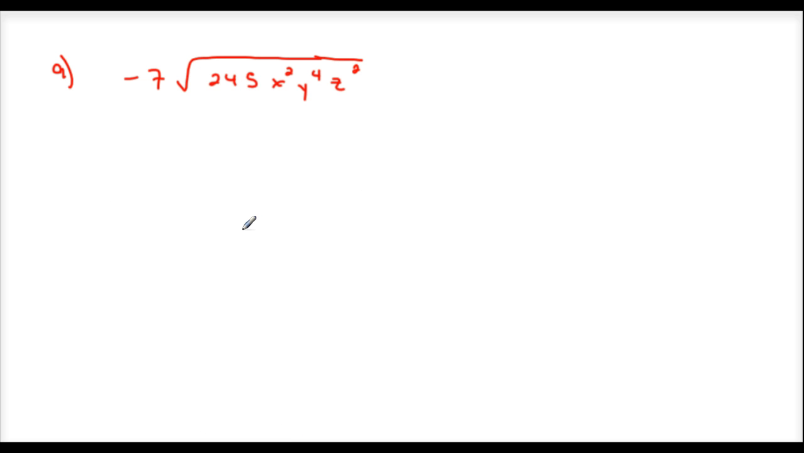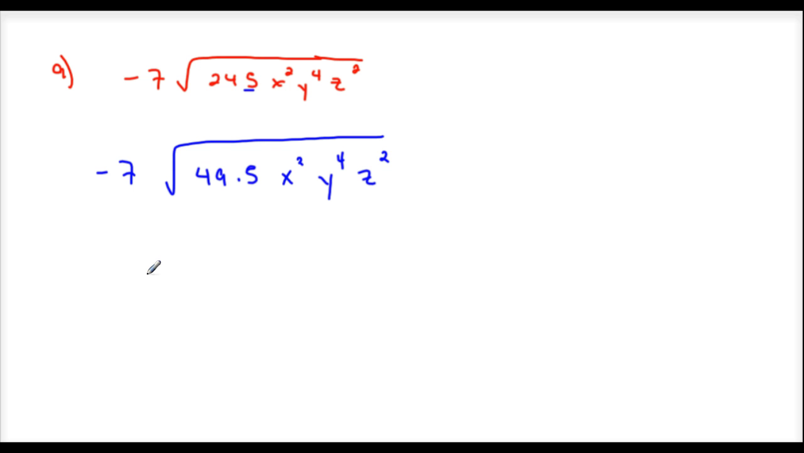So last example, -7 times the square root of 245x squared y to the fourth z squared. I'm going to prep this. -7 times what? What can I break 245 into? Yeah, excellent. So 49 times 5. I saw that 245 ended in 5, so the first thing I try to do is divide by 5. It worked out nicely. X squared is already even. Leave that alone. Y to the fourth is even. And z squared is already even. So I have -7 times square root of 49, 7. Radical 5 stays inside.